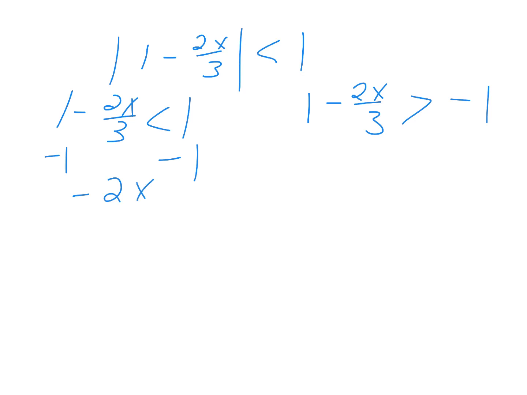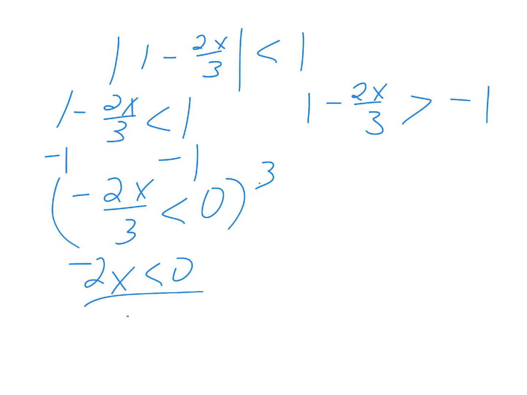Subtract 1 to both sides. That's 0. And multiply everything by 3. You get -2x is less than 0. Divide by -2, you get x is less than 0. Excuse me, it's not x less than 0. It is greater than 0 because when you divide by a negative, you flip the sign.